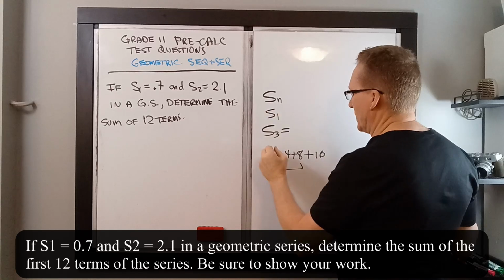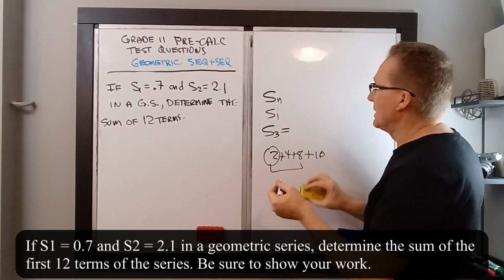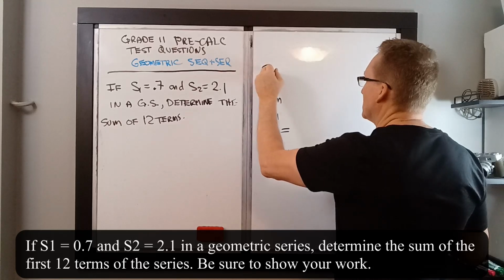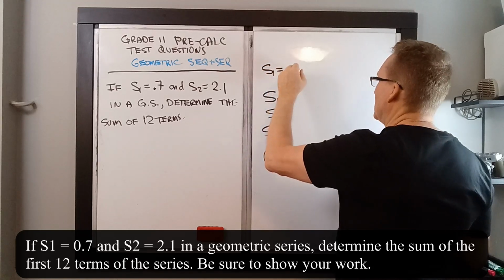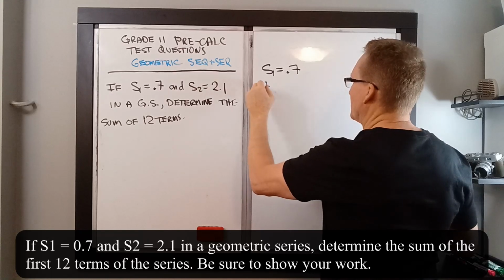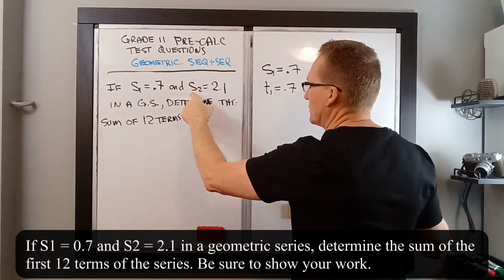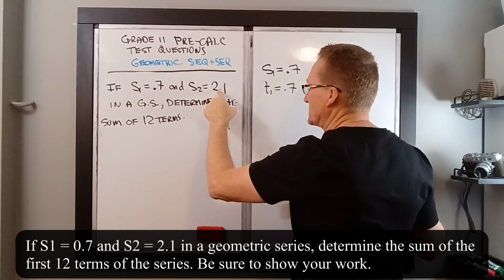S1 though would be what? Just simply the first term. So really they're sort of giving away that S1 is equal to 0.7, which means also that the first term is equal to 0.7. Then they give you that S2, which is the sum of the first two terms, is this.